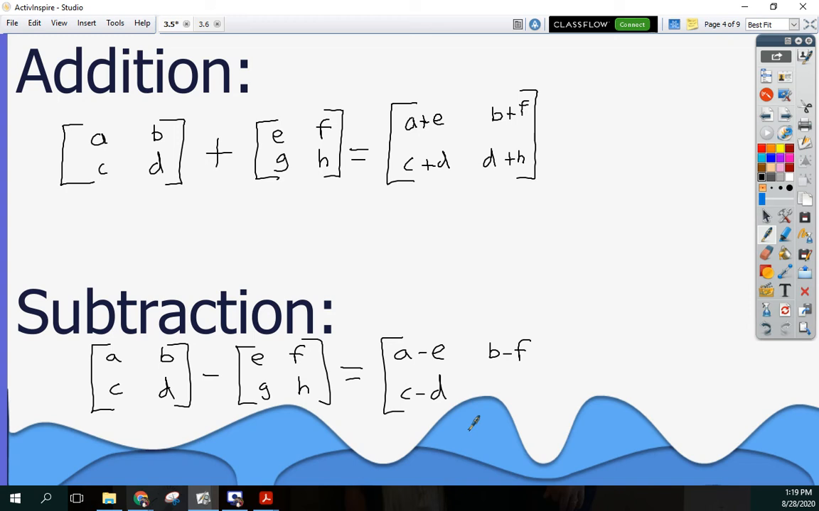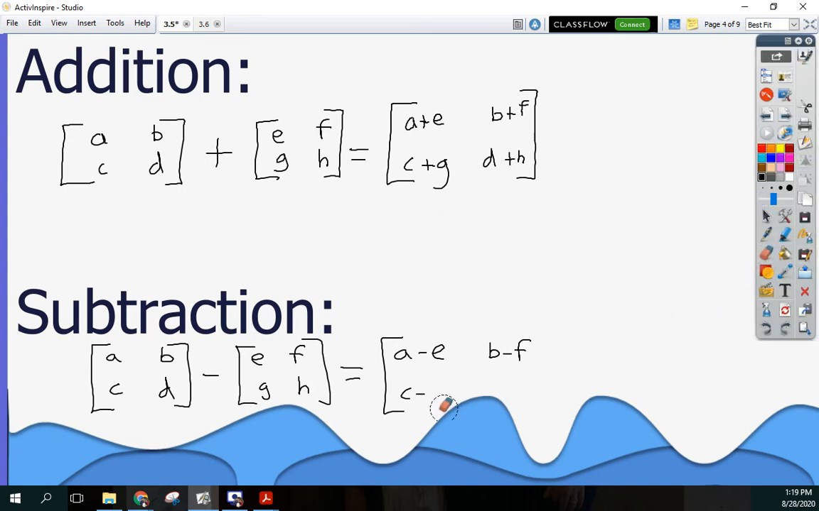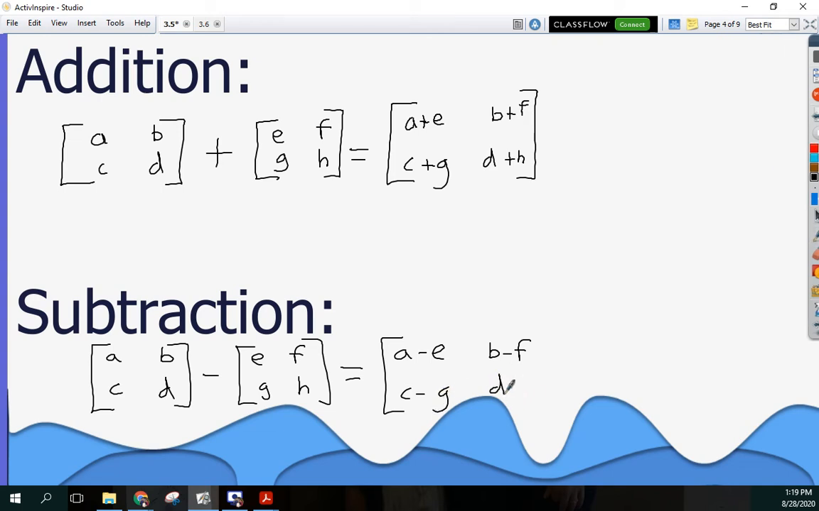Sorry, C minus G. That needs to be corrected up there as well. So C minus G, and C, change this to a G now as well. There we go, that looks better. C minus G, and then D minus H. So that's kind of the general format.